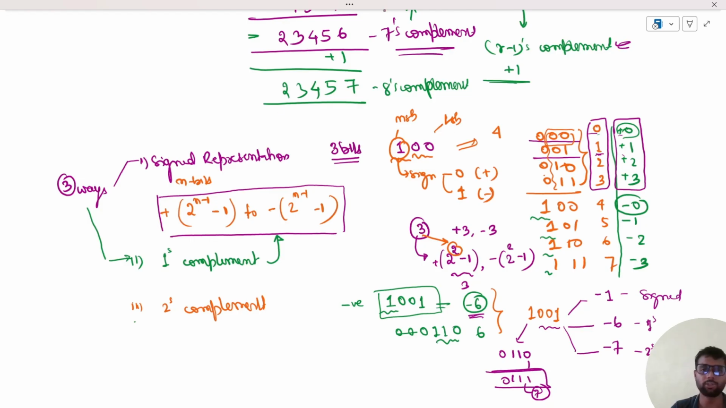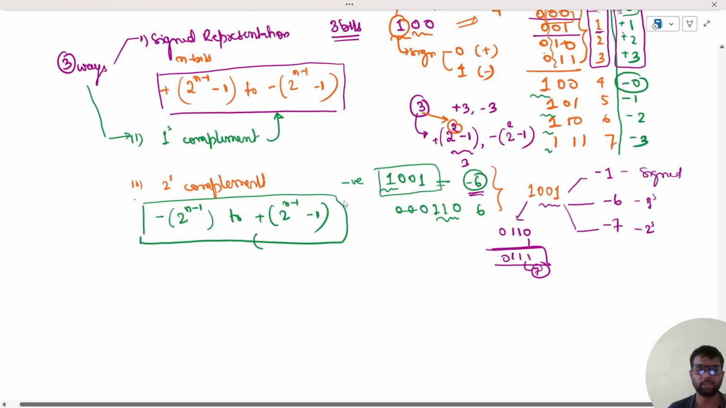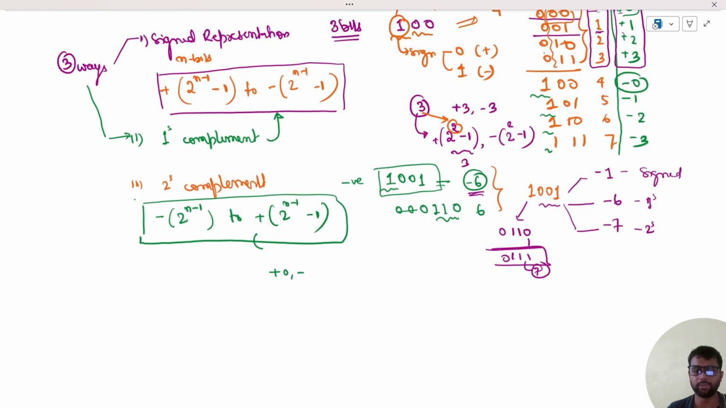So just remember, in 2s complement, we represent from negative 2 raised to the power n minus 1 to positive 2 raised to the power n minus 1 minus 1. Here we don't have two different representations of plus 0 and minus 0. We have only one representation for 0. Therefore, we have the range from minus 2 raised to the power n minus 1, where the extra minus 1 is not present, to plus 2 raised to the power n minus 1 minus 1.